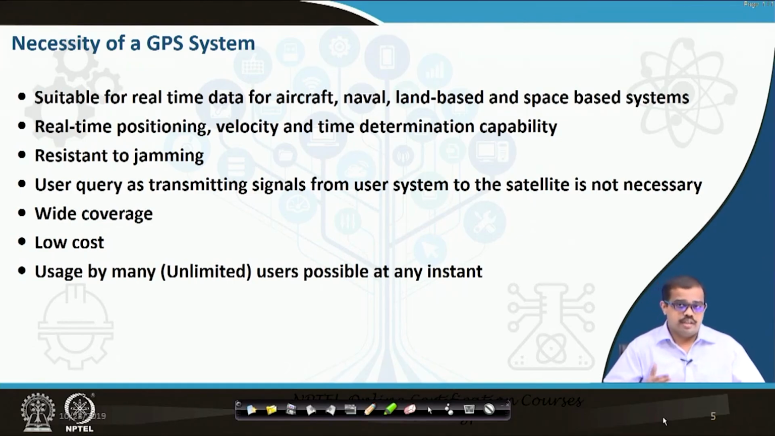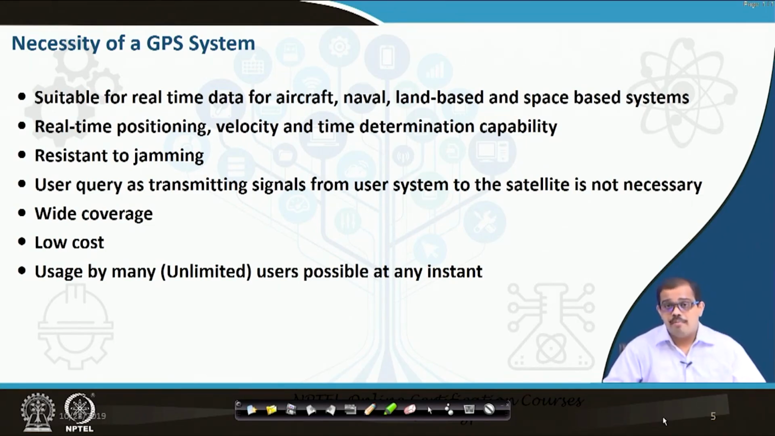When we look at the GPS system, it is actually suitable for real time data for aircraft, naval, land based and space systems. Most importantly, as I explained already, real time positioning is extremely important, along with velocity and time determination. I will come back to how the real time data for aircraft is used. It is something called a WAAS system, WAAS. We will come back to that in further slides, but as of now, I want you to understand that this is suitable for data for aircraft.